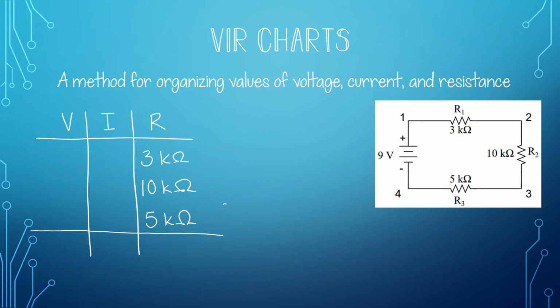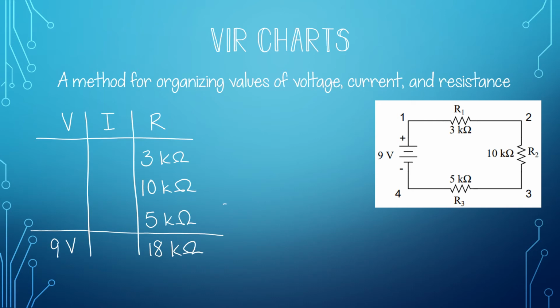For voltage, the total is going to be the voltage of your battery, which is given to us as 9 volts. And because this is a series circuit, I know that I can add those 3 resistances to get the equivalent resistance for the series circuit. So 3 plus 10 plus 5 gives me 18 kilo ohms.